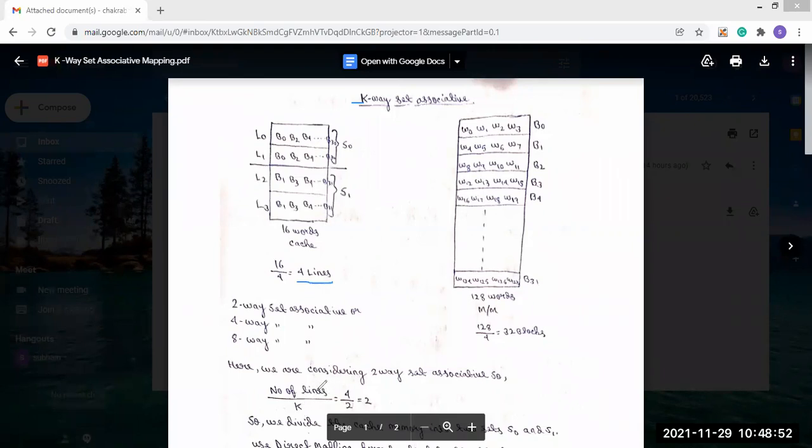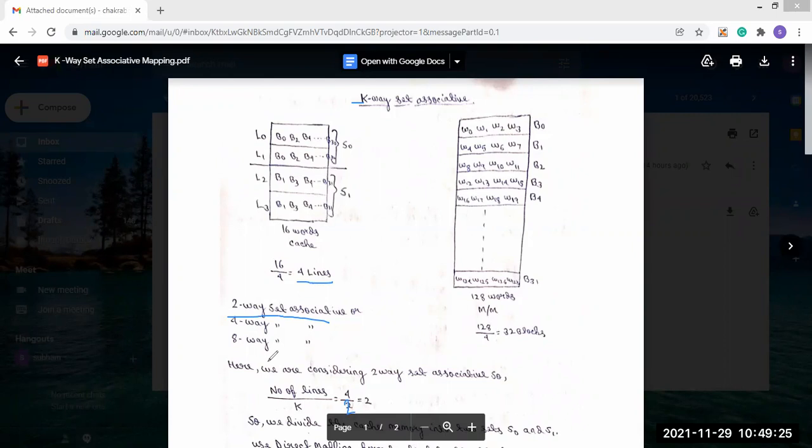So the number of lines is what? We have 4 lines, and we are saying 2-way set associative, so the K value is 2. So 4 by 2 gives the result 2. Now, if we use 4-way set associative, the number of lines is 4 and the K value is 4. So 4 by 4 will be 1, like this.